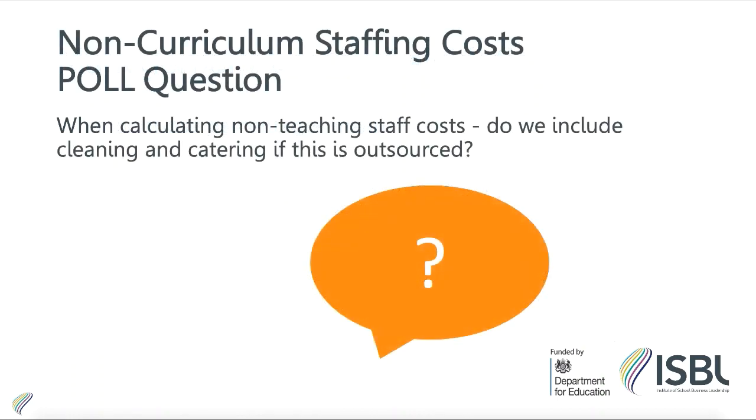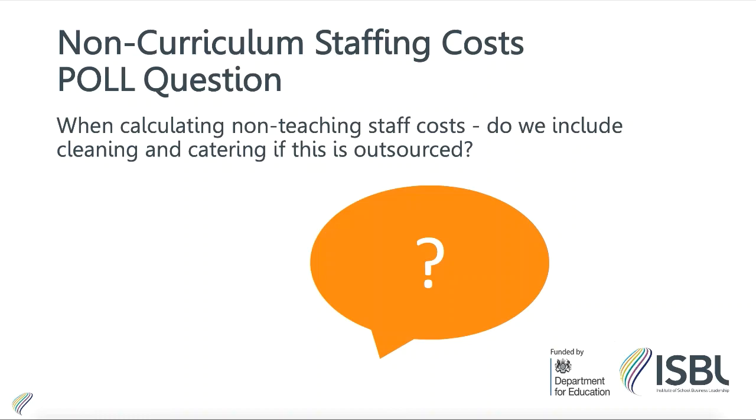So moving on to non-curriculum staffing costs. When calculating, do we include cleaning and catering if this is outsourced? As we mentioned previously, the reason we include these staffing costs is because if cleaning and catering is outsourced, then a portion of the contract must be added back into staffing, somewhere between 80 and 90%. If we didn't outsource the contract, then the school would have to employ these staff, which is why we add them back in.